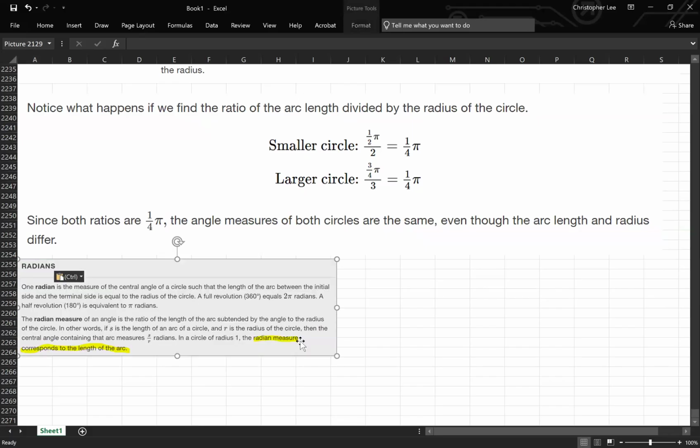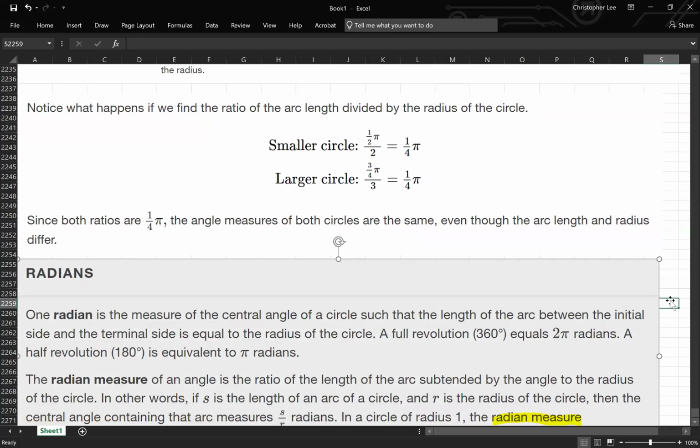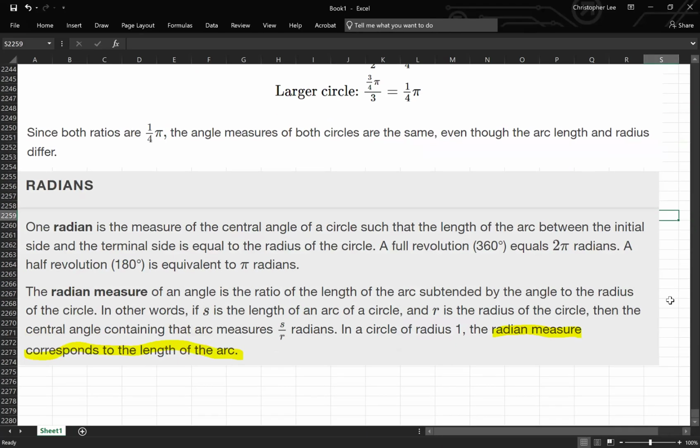Let's talk about radians. So 1 radian is the measure of the central angle of a circle such that the length of the arc between the initial side and the terminal side is equal to the radius of the circle. A full rotation, 360, equals 2 pi radians. A half rotation is 180 degrees, is equivalent to pi radians, right?